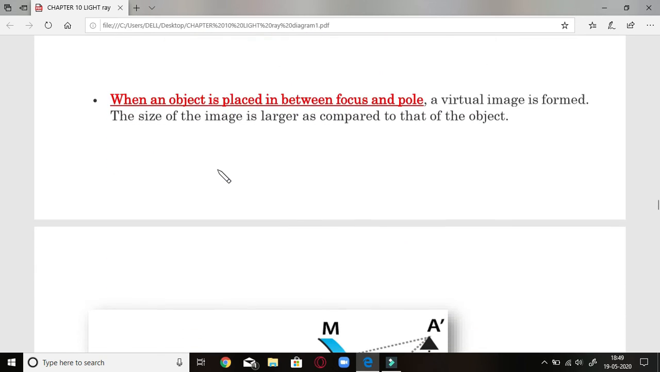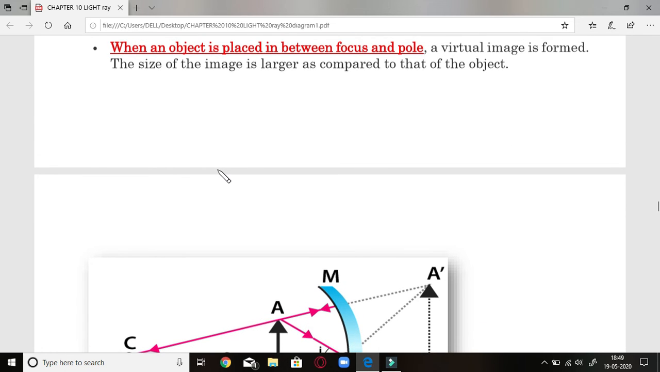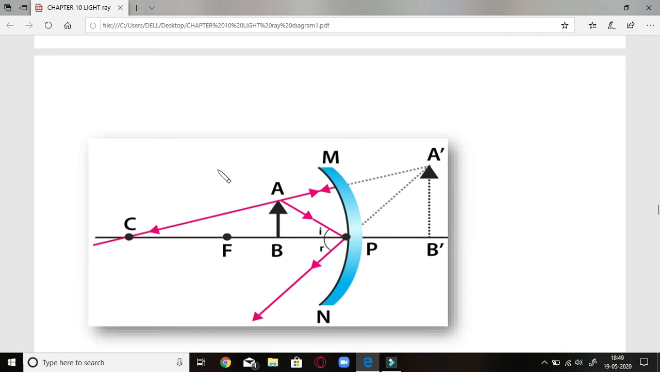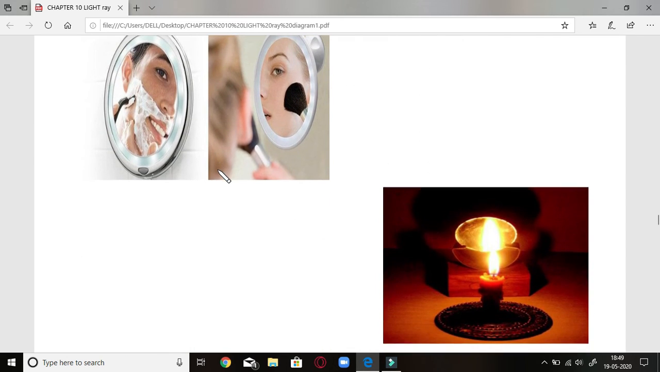Now next one is when an object is placed in between focus and pole. This is the last option we have. This is the nearest point when we place it between focus and the pole. Now if you look here first at the real-time images, this candle we have placed very close to the concave mirror. This time the image is not at all formed on the sheet. It is formed on the concave mirror itself, and this image is virtual, erect and highly magnified.